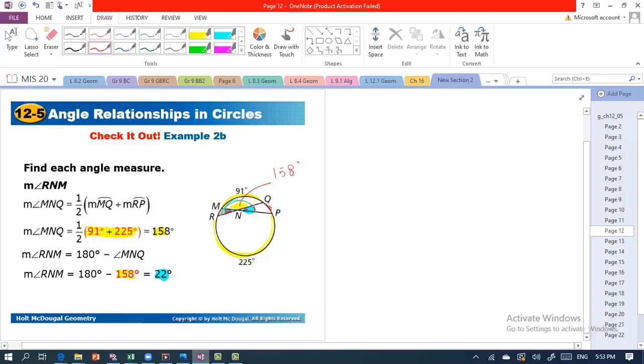Okay, can we find this? Yes, by supplementary. You can see here we have a straight line, which means a linear pair. So 180 minus this angle, 180 minus 158, is 22 degrees, which is our required angle R and M, and we have found it here. So by supplementary, indirectly, we can find, as I said, all the measurements.